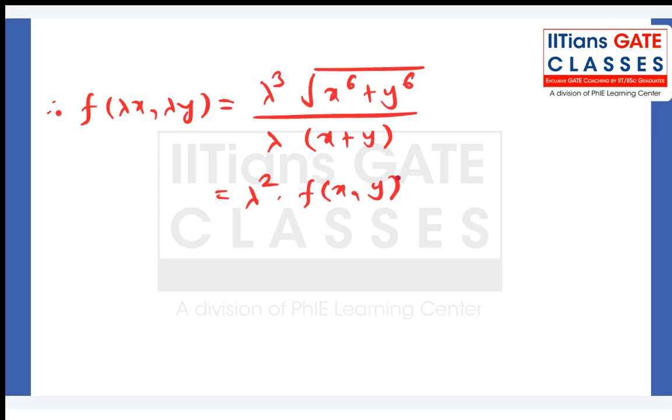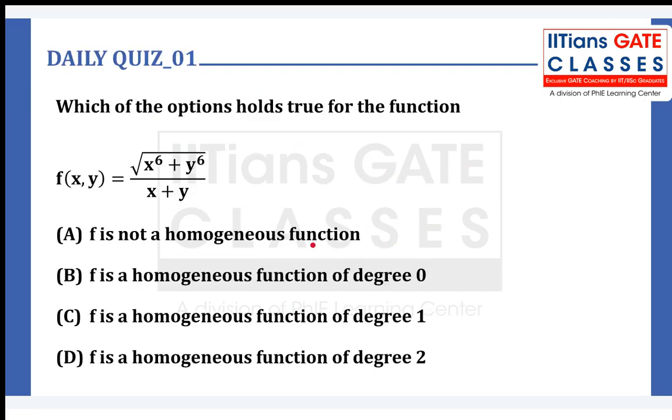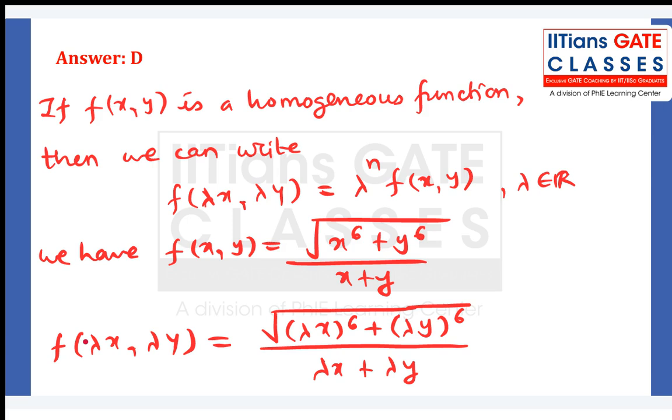Therefore f of x, y is a homogeneous function, and the degree is the power of lambda. Here it is lambda squared, so the degree is 2. So it's a homogeneous function and its degree is 2 also. That is the answer. If you look at the options, option D is the correct answer, and that is the same as your answer key as well.